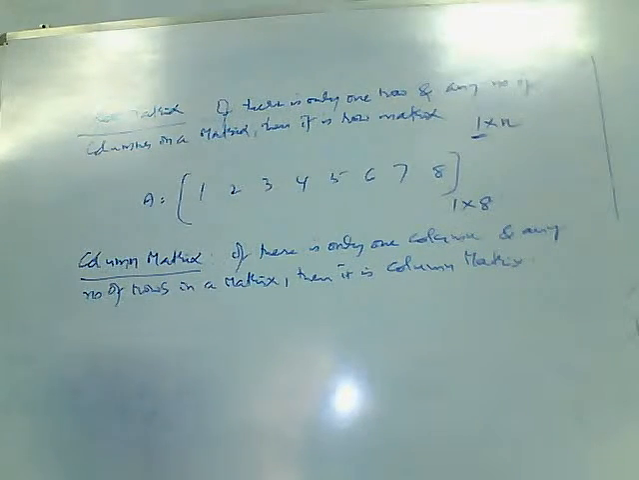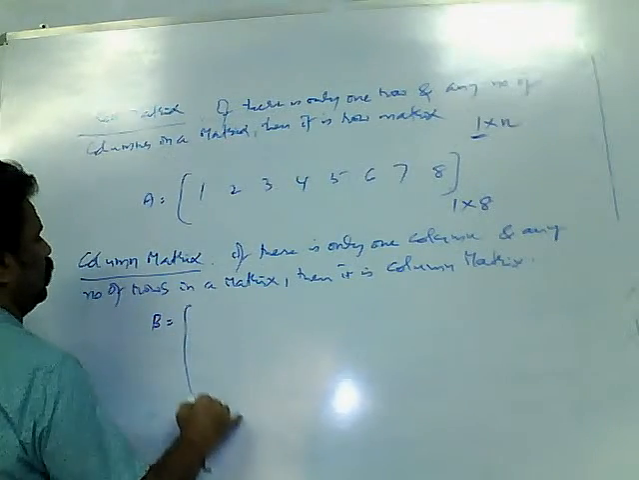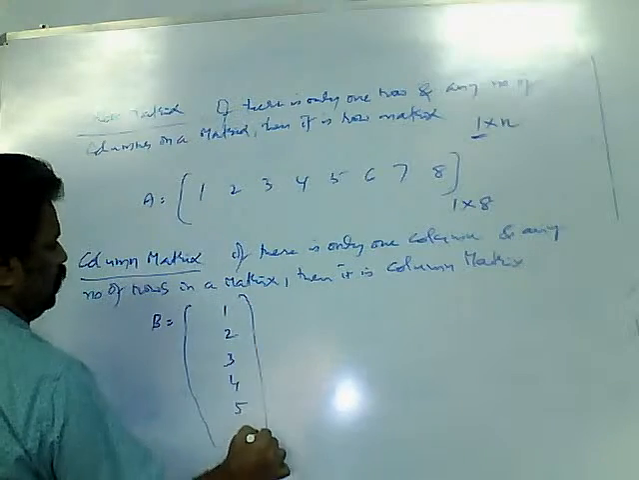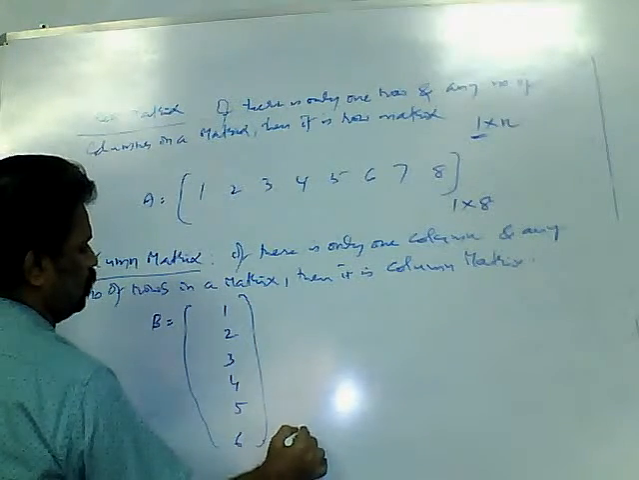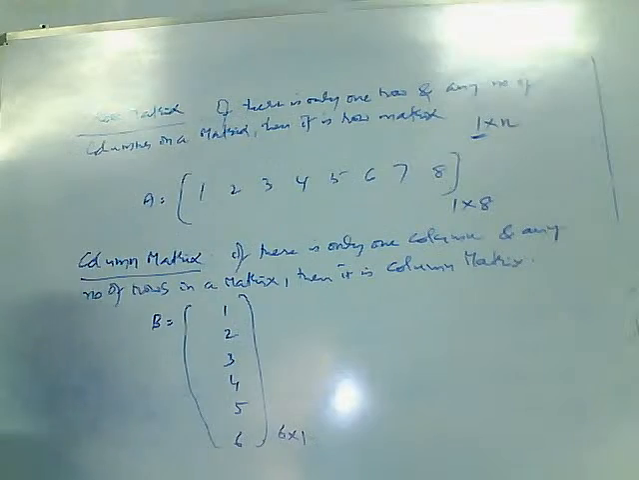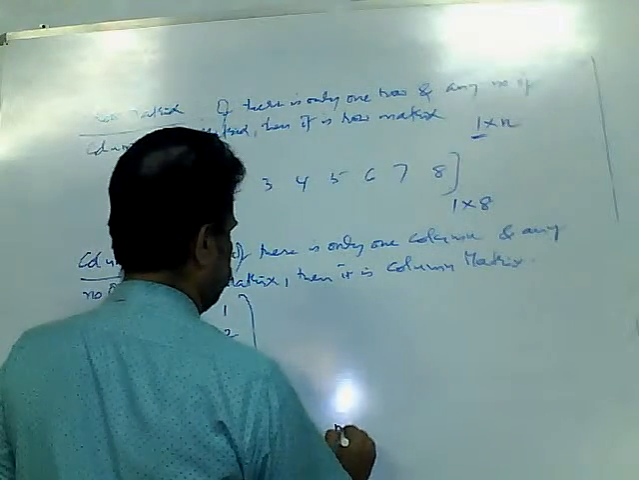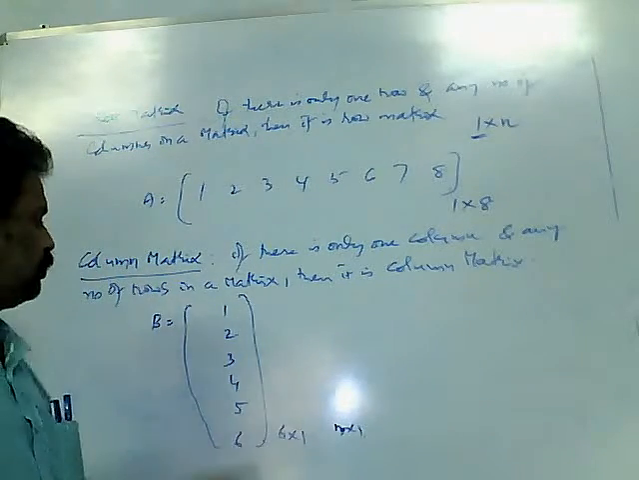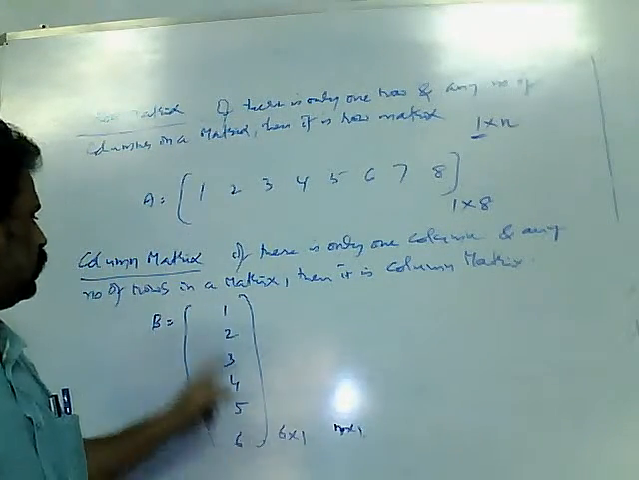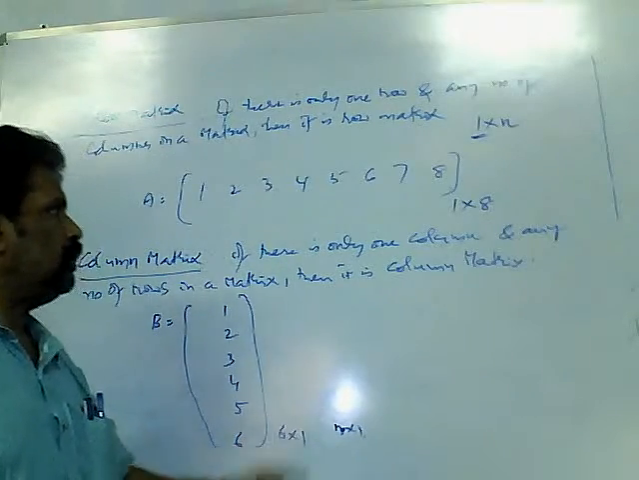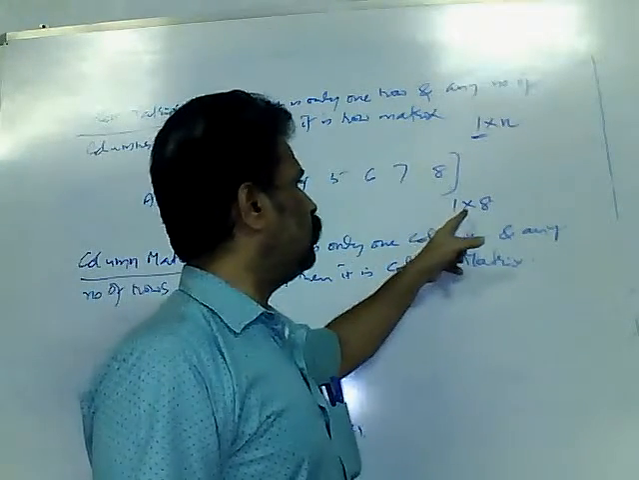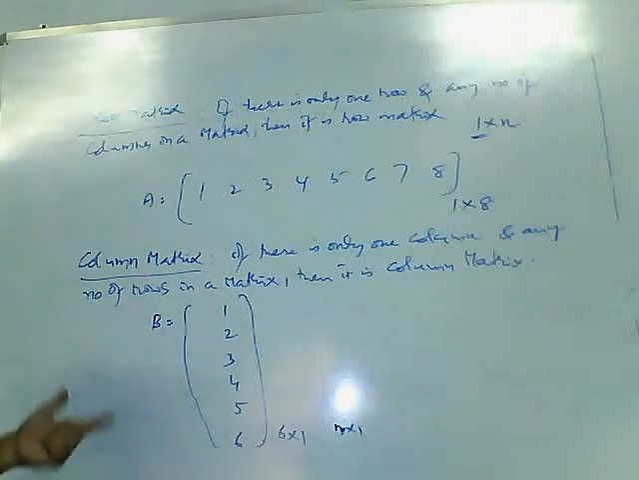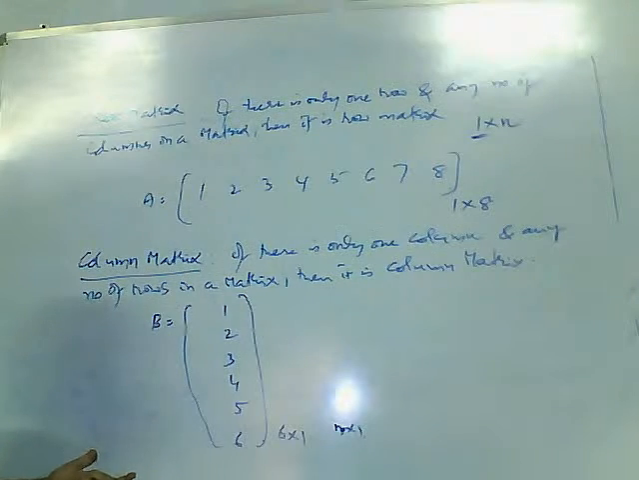So what is the order of the column matrix? We'll see now. Suppose B is equal to 1, 2, 3, 4, 5, 6. Here how many rows are there? 6 rows and the column is 1. Only one column. So the order is m by 1. Here 1 by n and here m by 1: m rows and 1 column. So it is m by 1. And here 1, 2, 3, 4, 5, 6, 7, 8 is 1 by 8, 1 row and n columns, right? So the order depends upon the number of rows and columns.